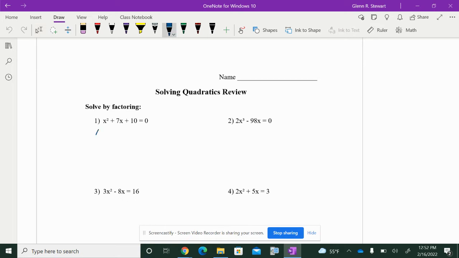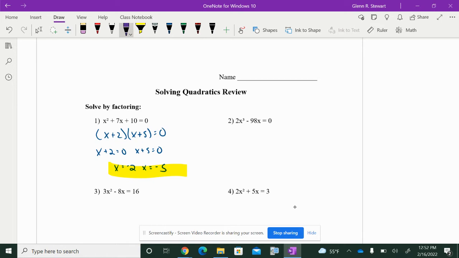So if we take a look at this, it's going to multiply to give us 10 and add to give us 7. That's going to be x plus 2 and x plus 5. And then we can set both of these equal to 0. So then you get x is equal to negative 2, and then x is equal to negative 5.